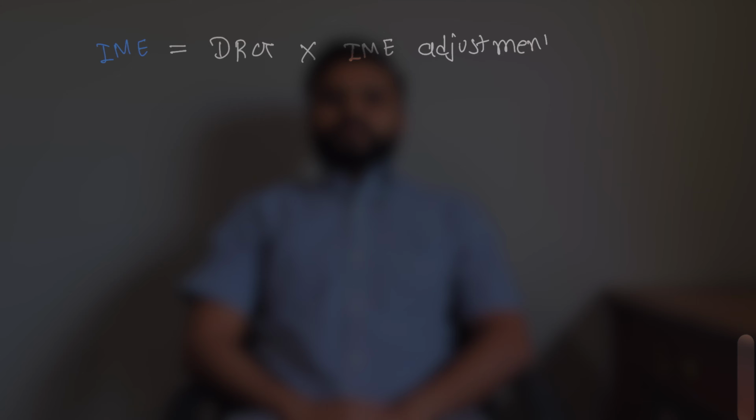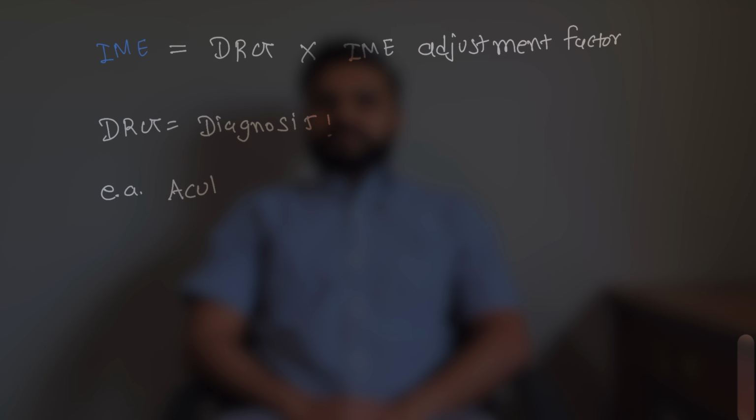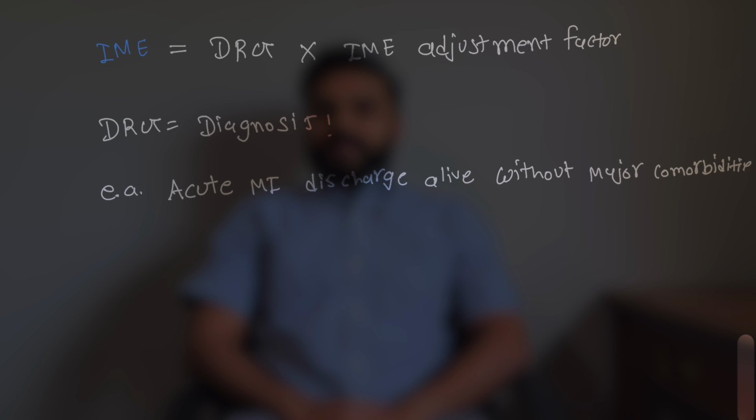Now let's talk about the IME formula. Easy formula for that is IME equals DRG times IME adjustment factor. Just to make it easy to understand, think of DRG as a diagnosis based on which patient was admitted to the hospital. DRG is like a standard cost set by Medicare to treat a certain condition. For example, acute MI, discharged alive without major comorbidity, has a length of stay of 1.8 and national average payment of $4,274.25.